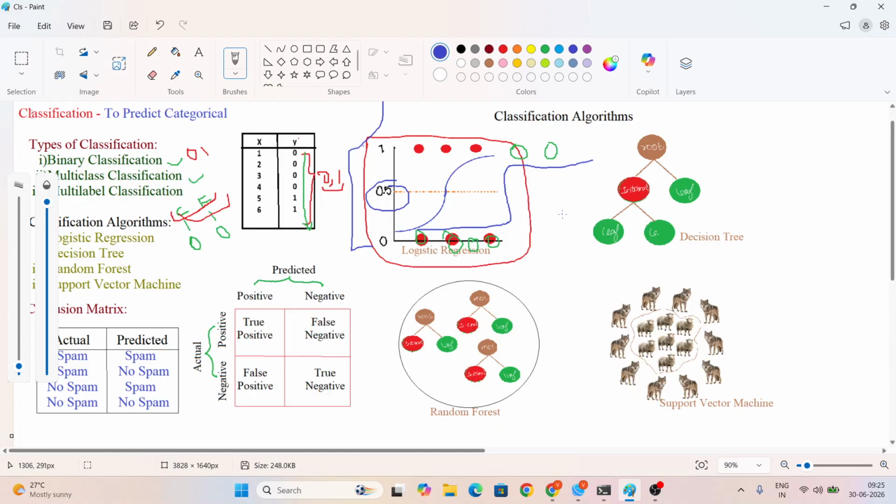Do you have any doubts in logistic regression? The diagram is very simple. This is just a demo. We will see it in our theory class. The x-axis is the hours of study and the y-axis is pass or fail.